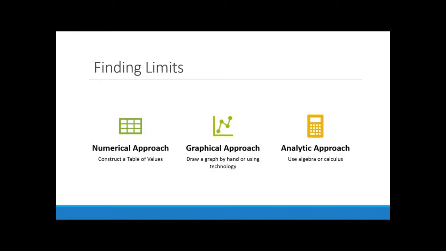So now that we've connected that to things that you've seen already, next is to actually find limits. There are basically three ways to do this. We have the numerical approach, where you make a table of values. You have the graphical approach, where you look at the graph and figure out what happens. And then we have the analytic approach, where you're using algebra or calculus.